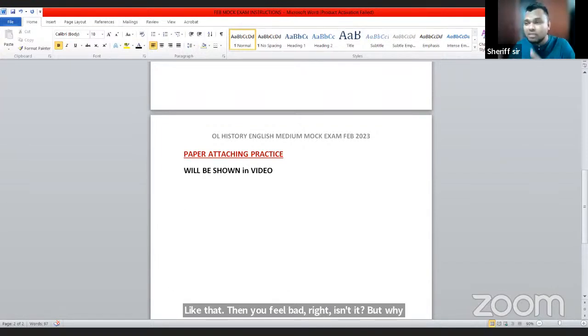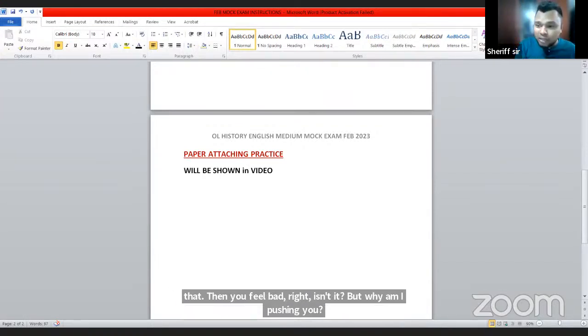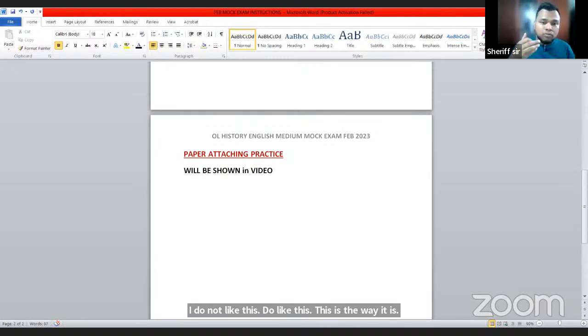But why am I pushing you? Do like this, do like this. This is the way it is. This is how it's going to happen. Why? Because I don't want you to suffer from any additional headaches when you are really sitting for the exam. When you already know these procedures, sitting for the exam is just like sitting for an online exam in the class at home. Everything becomes like a walk in the park, eating a piece of cake. That is why I'm giving you this practice today.